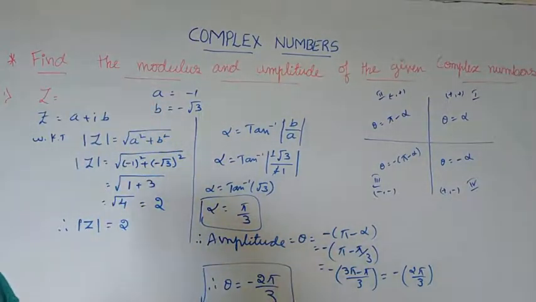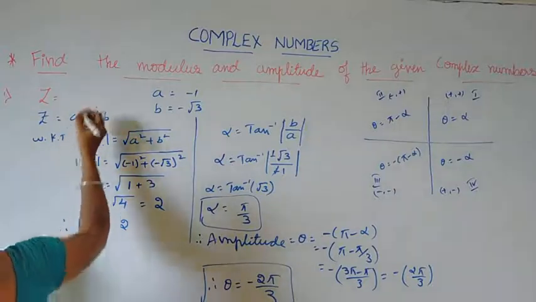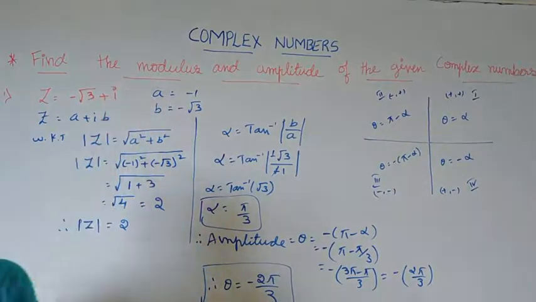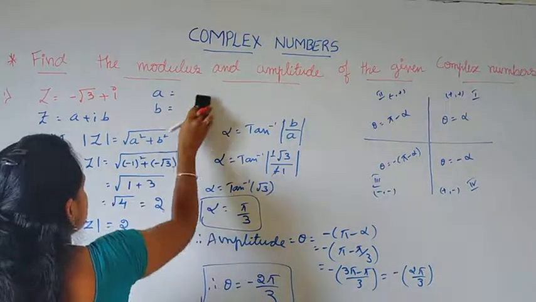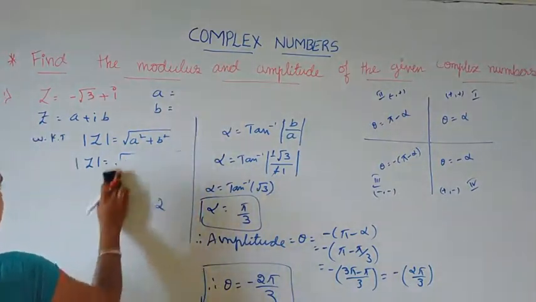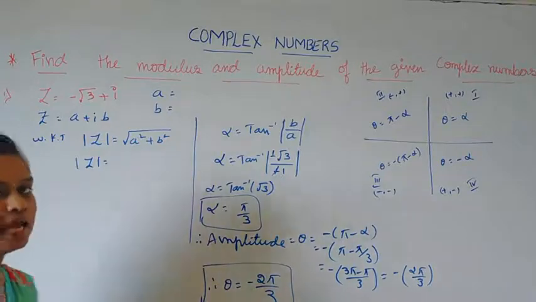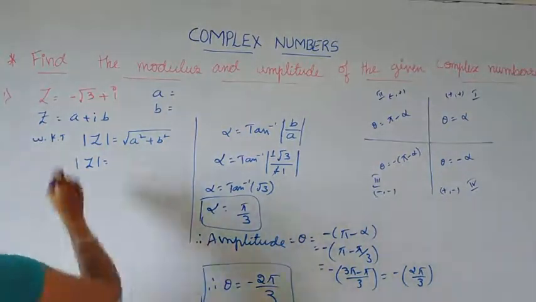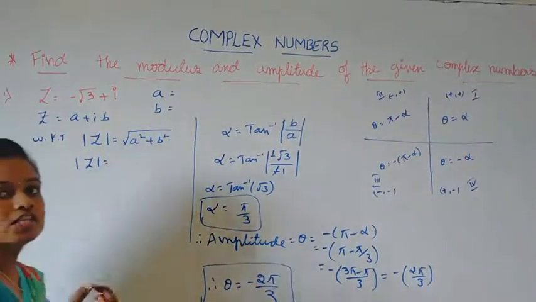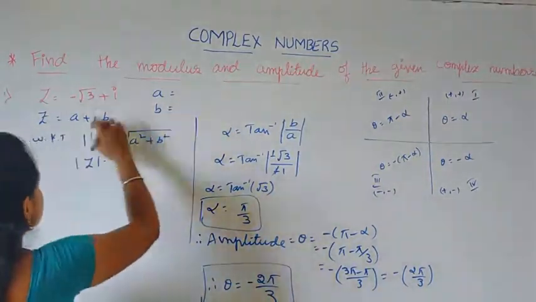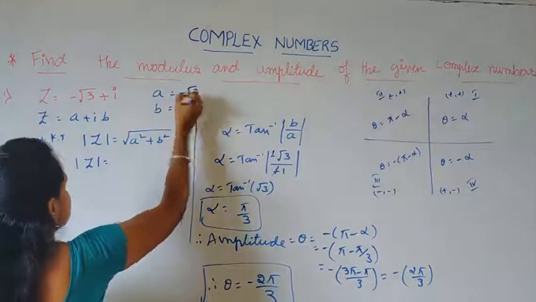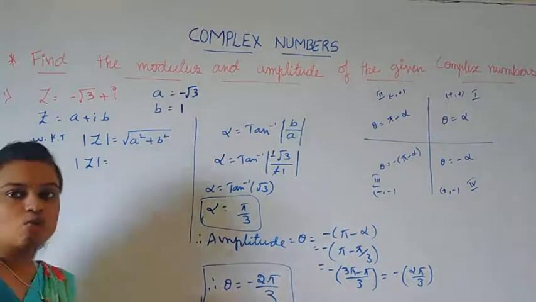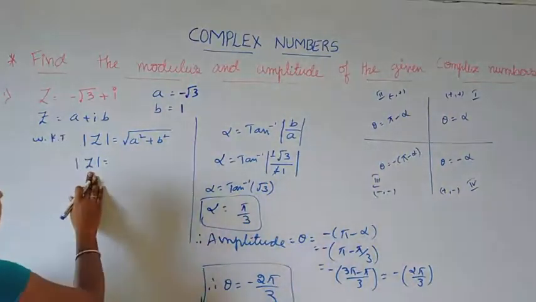So the next problem is z is equal to minus root 3 plus i. We have to find the amplitude and also the modulus. Similarly, this is of the form a plus ib. So what is the value of a here? a is minus root 3, right? And what is the value of b here? b is 1. So then find the modulus.